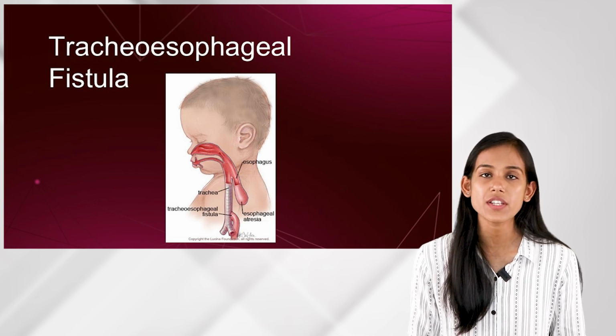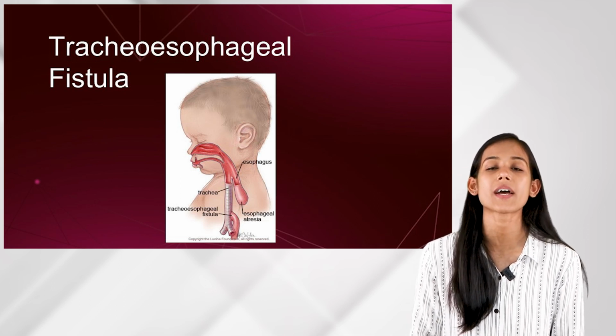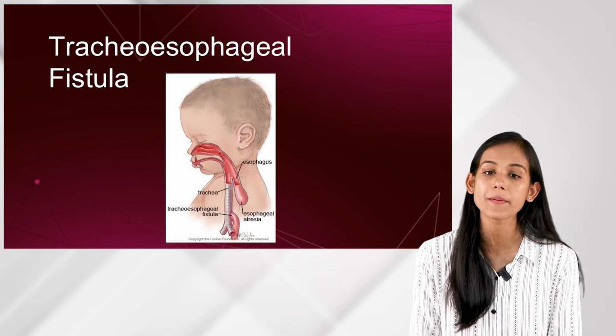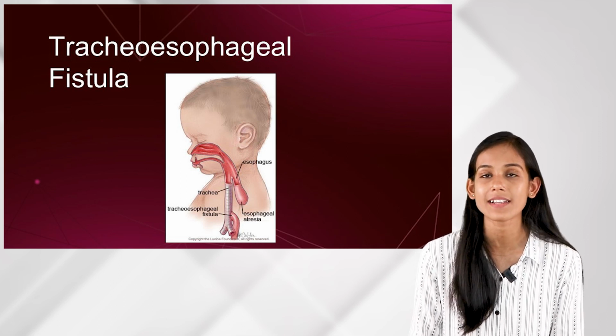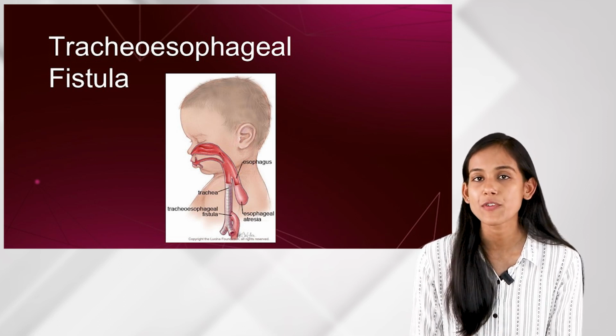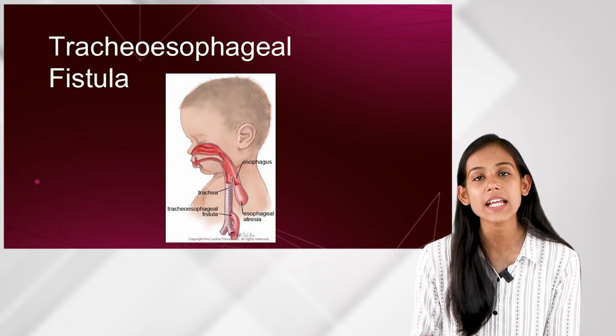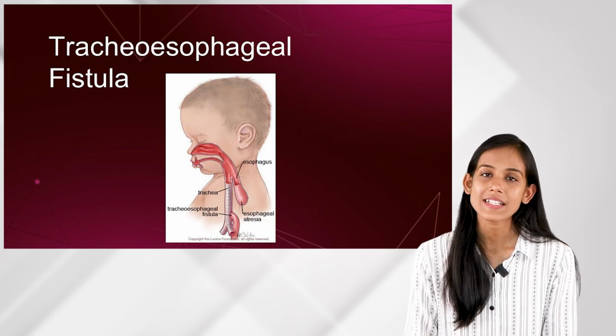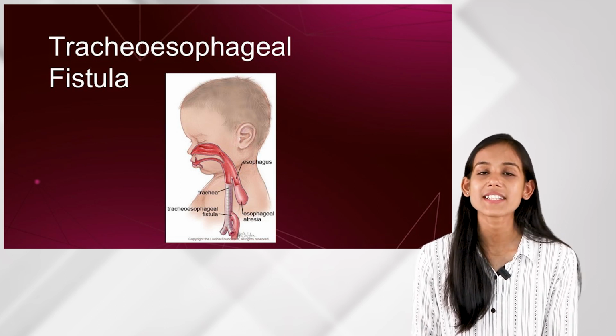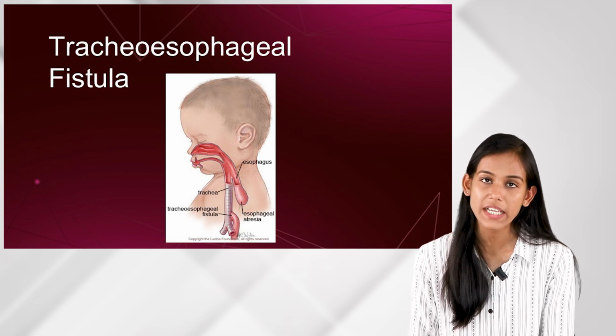This tracheoesophageal fistula is basically an abnormal connection between the trachea and the esophagus. Normally there is no connection between the esophagus and the trachea. But in this picture, if you see clearly, you can understand that there is an abnormal connection between the esophagus and the trachea. The esophagus is supposed to go to the stomach, and the trachea leads from the throat to the windpipe and then to the lungs. So this is a defect of the gastrointestinal system.